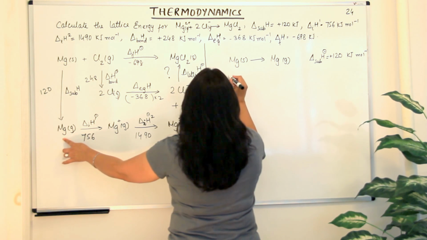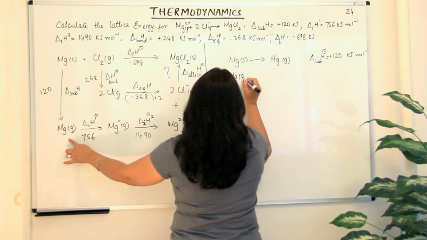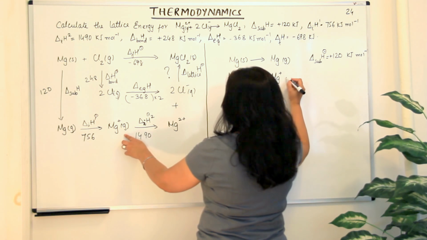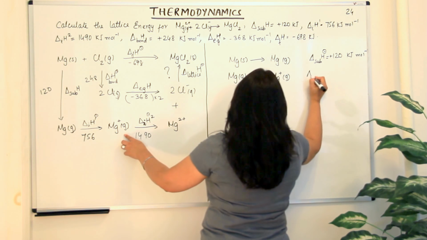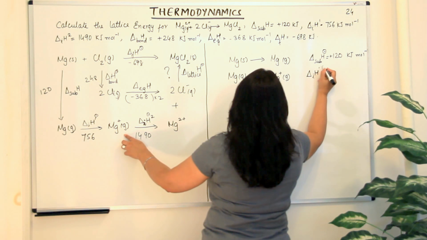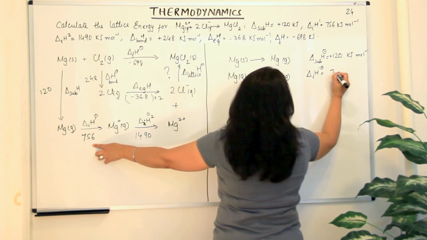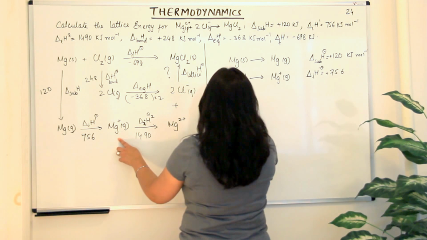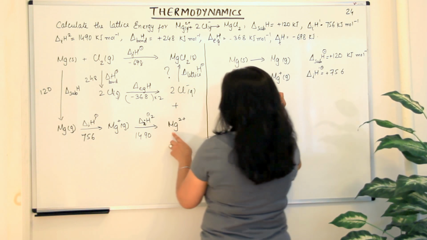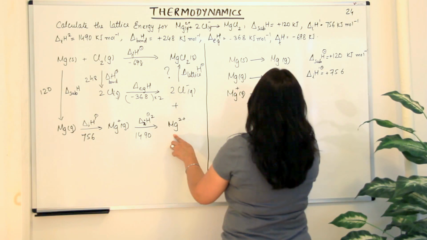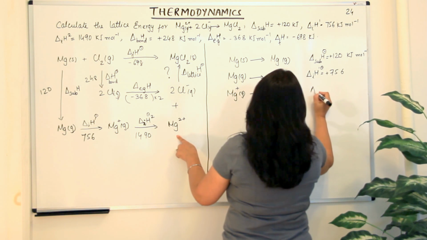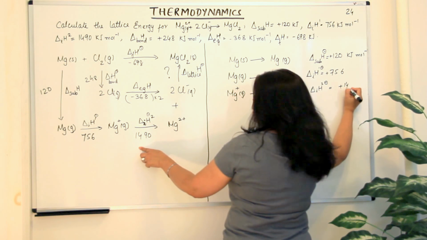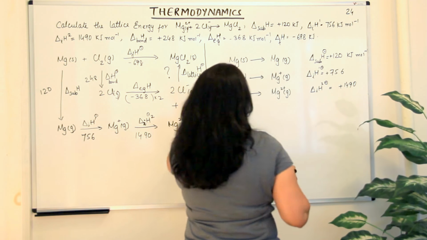Then in the second step, magnesium, which was in the gaseous state, turned into Mg positive, in the gaseous state. And now the enthalpy, the first ionization enthalpy, is equal to 756, a positive value, right? In the next step, you are starting with Mg positive gas, and it results in the formation of Mg2 positive gas. And the second ionization enthalpy is equal to plus 1490, right? So these were the steps for magnesium.